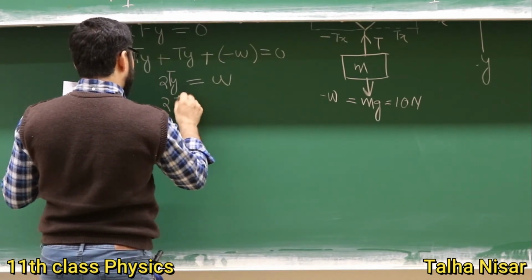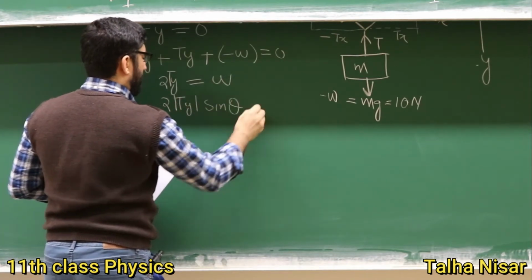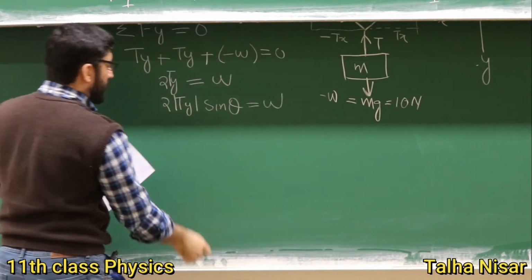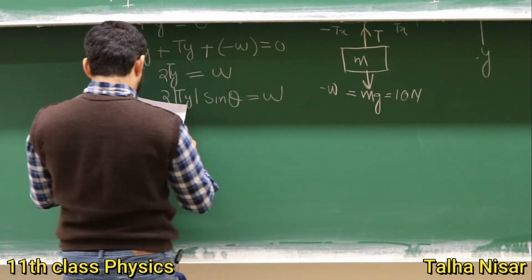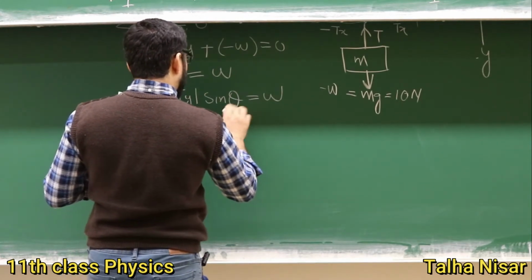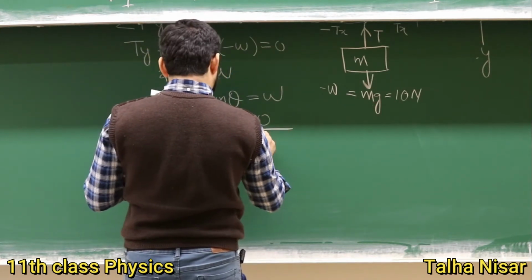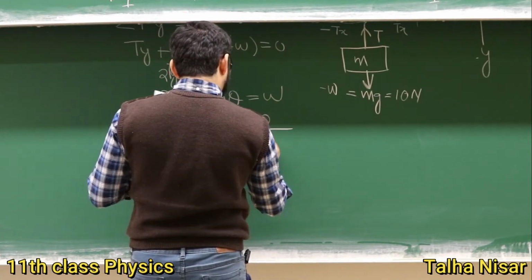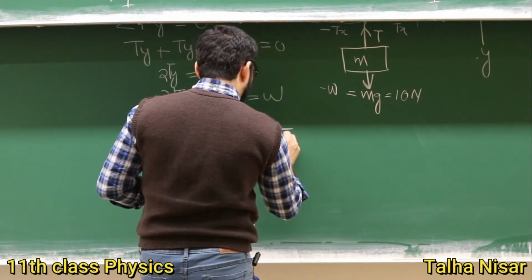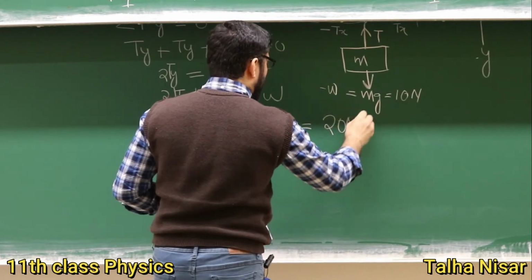So we have 2T y sine of theta, because in the y direction here we have W, since we are interested only in the tension here. So T equals W over 2 sine theta. What is the weight of the object? It is 10 newtons, and then we have the 2 here, and then the sine of 15. Sine of 15 is about 1 by 4, and the answer is 20 newtons.